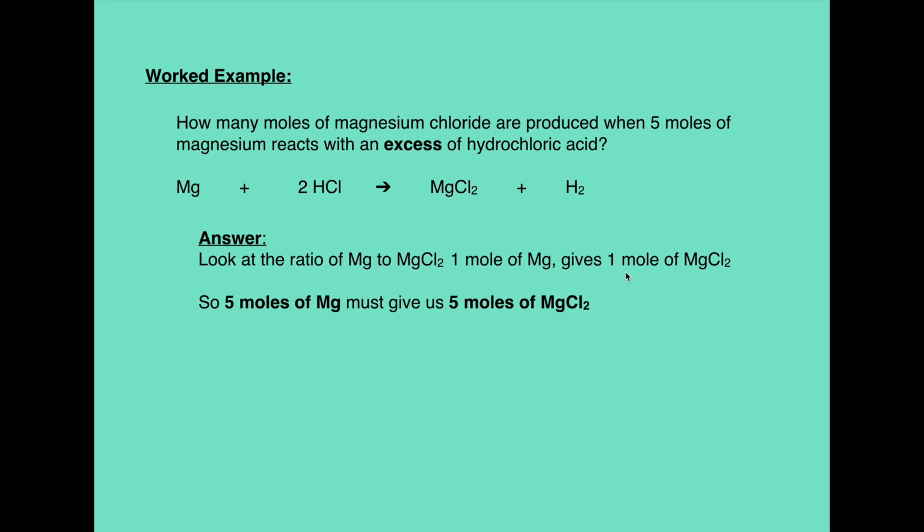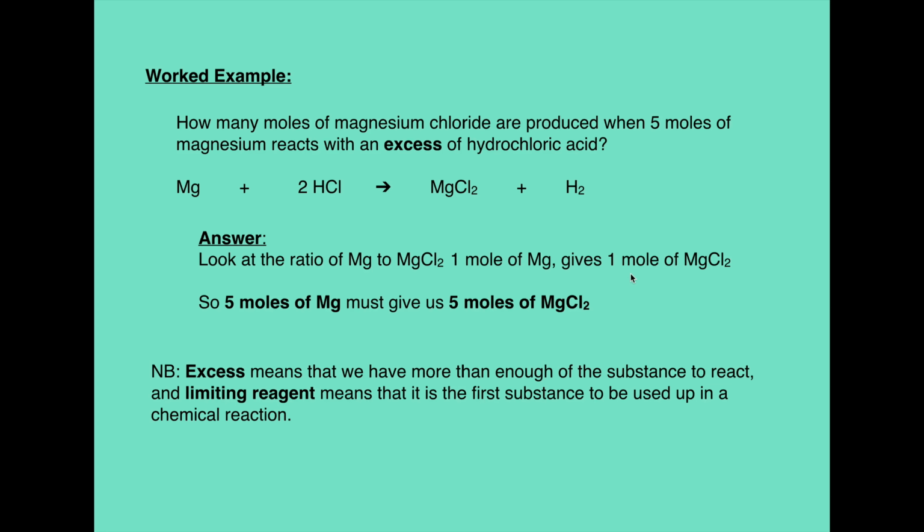1 mole of magnesium gives 1 mole of magnesium chloride, so 5 moles of magnesium give 5 moles of magnesium chloride. Now, this is important and it will come up quite a few times, the idea of excess and limiting reagent. The term excess means that something in the equation, usually one of the reactants, is in excess, then we've got more than enough to react. So here the hydrochloric acid was in excess. That means we've got lots and lots of hydrochloric acid. It will not be used up.